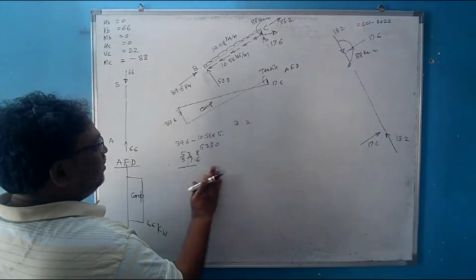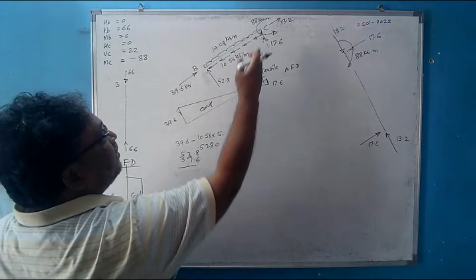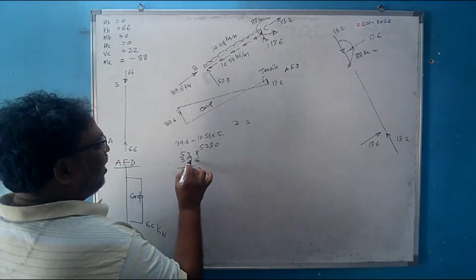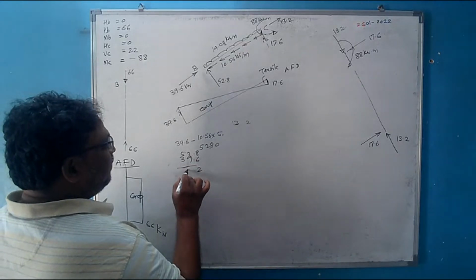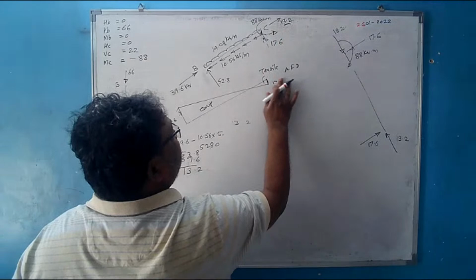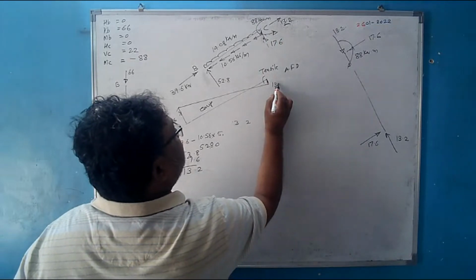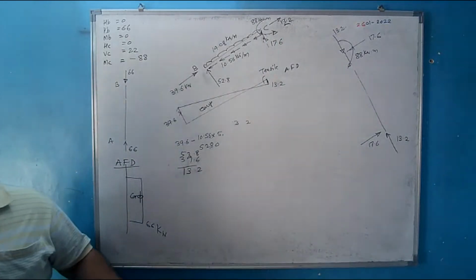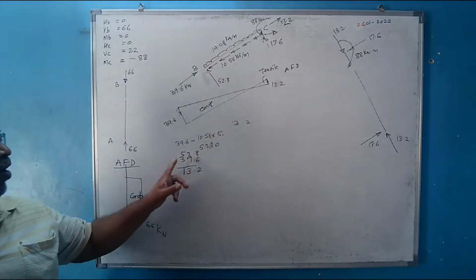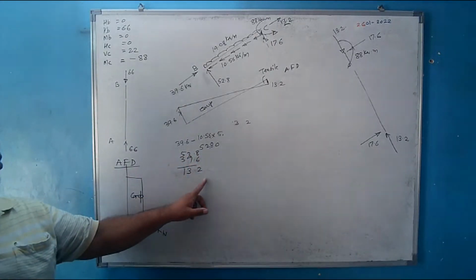कितना आ रहा है? 13.2 आता है क्या? 12 में से 9 के तो 3, करेक्ट है, 13.2 आना चाहिए क्योंकि यहाँ पर 13.2 axial force है. So this is 13.2. Is it okay? 52.8 and 39.6, so it is 13.2.